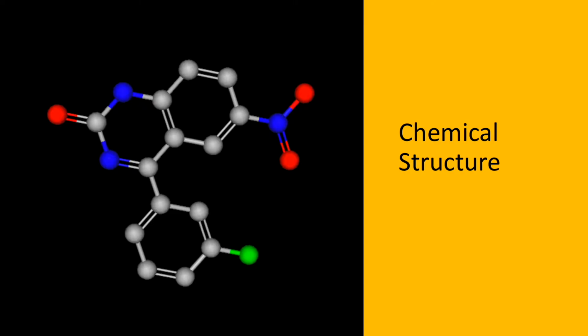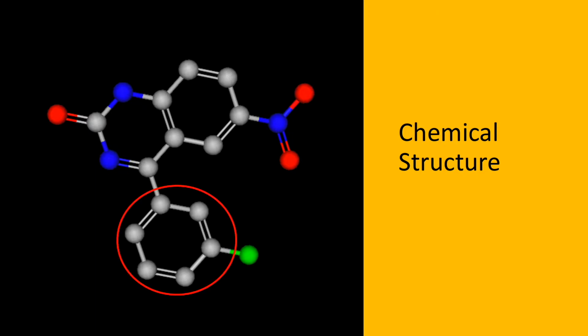Let's take a look at the structure of clonazepam. Here you can see a 3D representation of what clonazepam looks like. The defining features of clonazepam, like all other benzodiazepines, are its fused benzene and diazepine rings.